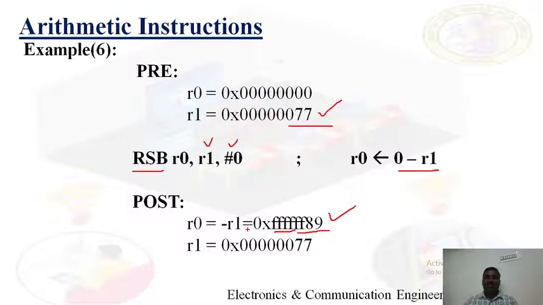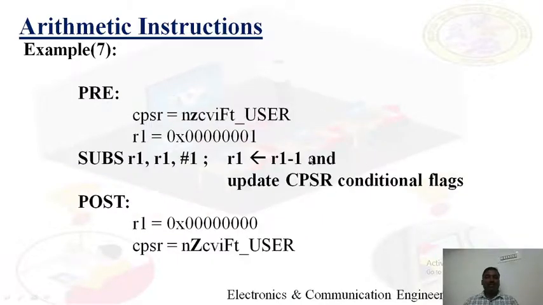Okay, so that is the minus of 77. But here only the destination is changed, and there is no change made to the source register, that is R1. Let us move on to the next one, that is the 7th example.